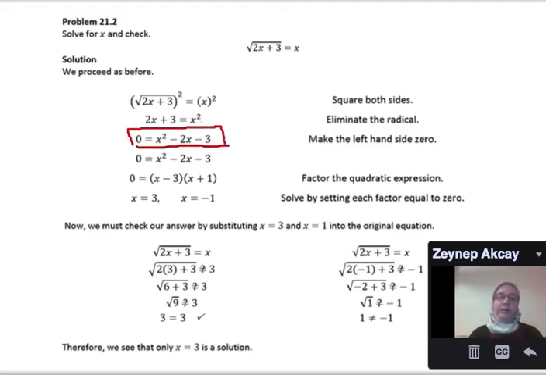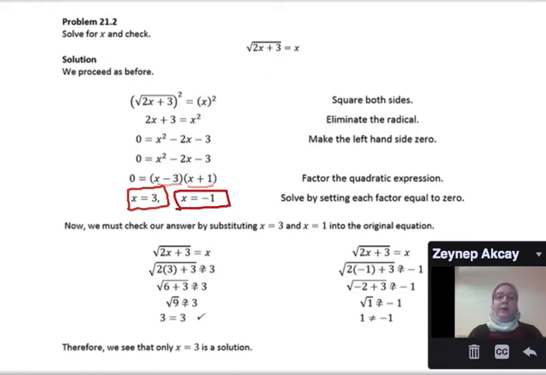So we can just factor it. Negative 3 has factors negative 1 and negative 3 that add up to negative 2. So we can just use the shortcut to the grouping method, and we can just say the factors are x minus 3 times x plus 1. And if we set each factor equal to 0, we find two answers, x equals 3, x equals negative 1.